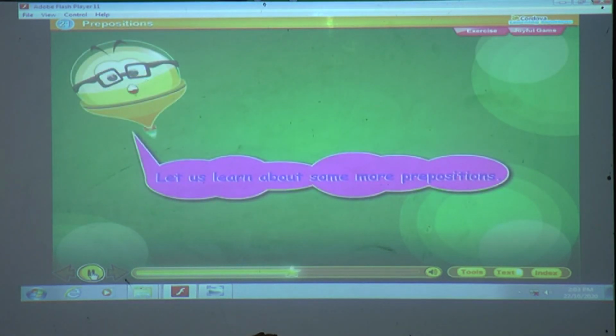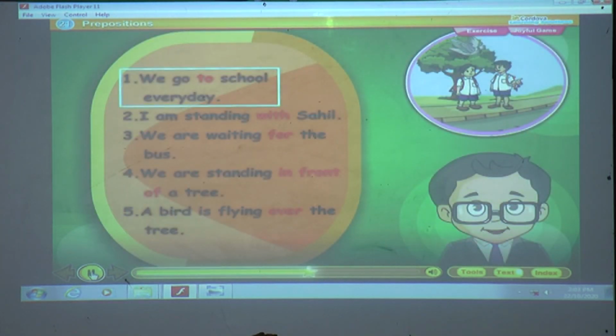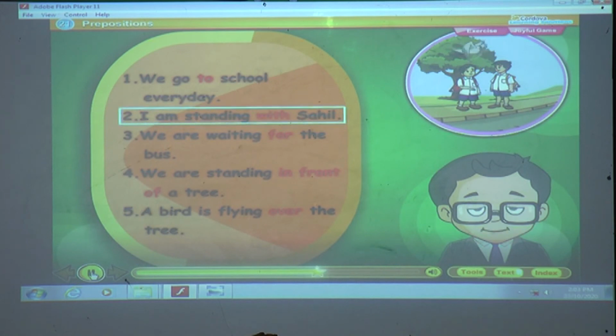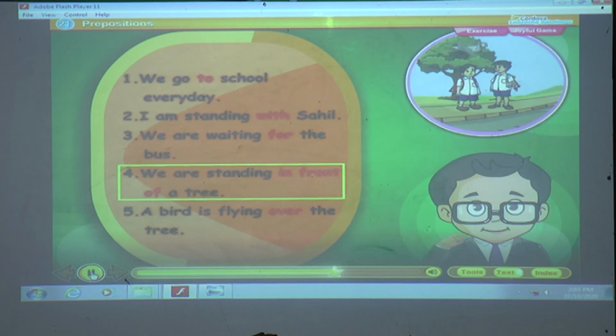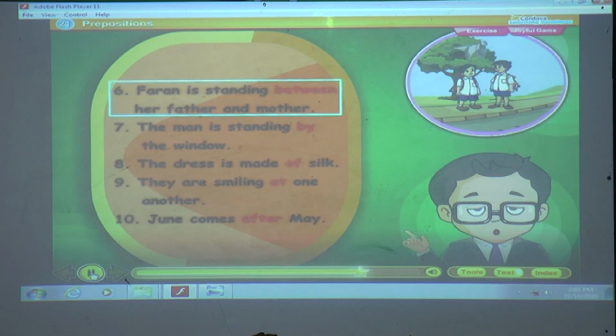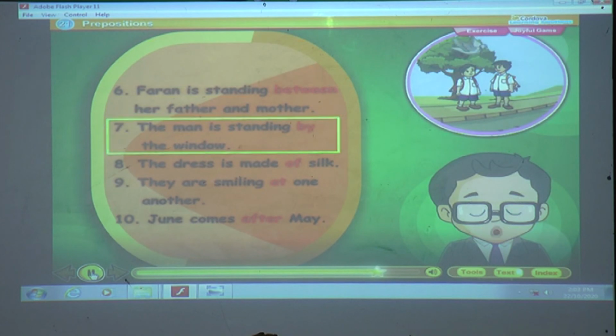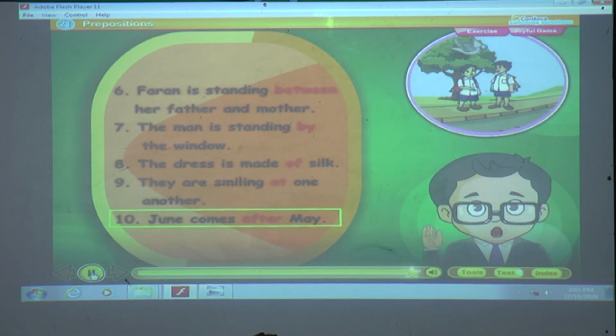Let us learn about some more prepositions. We go to school every day. I am standing with Samuel. We are waiting for the bus. We are standing in front of the tree. A bird is flying over the tree. Bella is standing between her father and mother. The man is standing by the window. The dress is made of silk. They are smiling at one another. June comes after May.